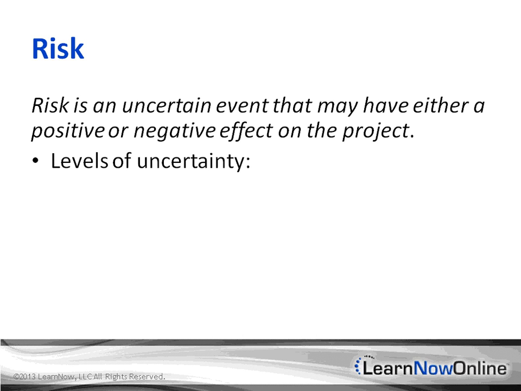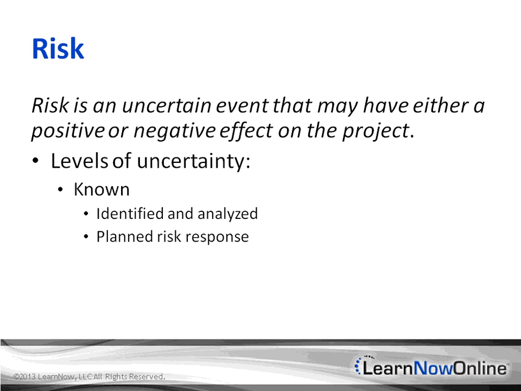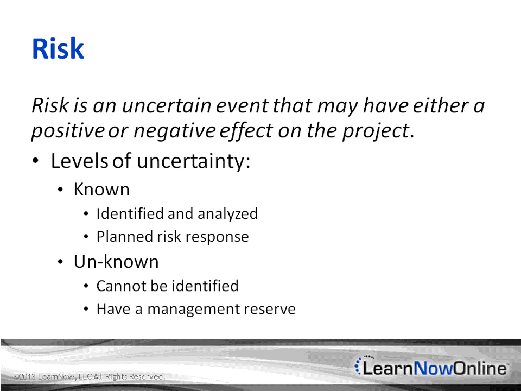The level of uncertainty describes how much is known about the risk. First, it can be described as a known. Known risks are those that have been identified and analyzed so that they can have a planned response. These can be managed proactively and have a contingency reserve to pay for the risk if it occurs. Or we can have unknown risk. They cannot be identified, and so they cannot be managed proactively and may have a management reserve.